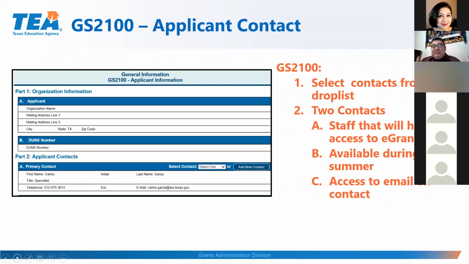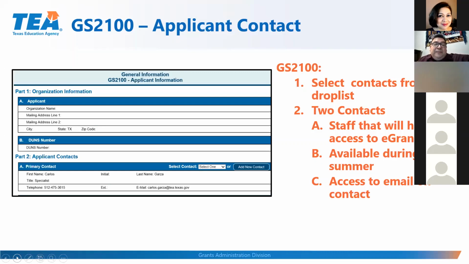And I'm not going to show you the table of contents. We all know what it looks like. It just lists all the different schedules. Now we're going to go through all the different schedules that you'll have to complete in order to submit the application. The first one is, of course, the GS 2100.